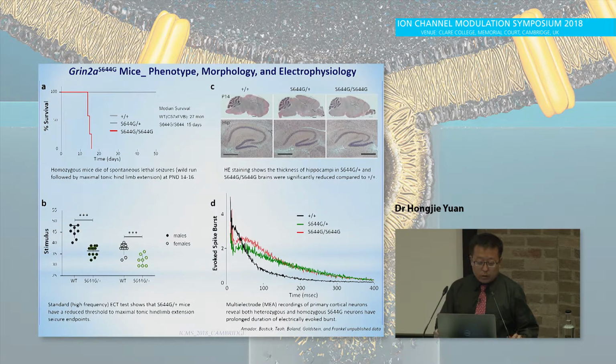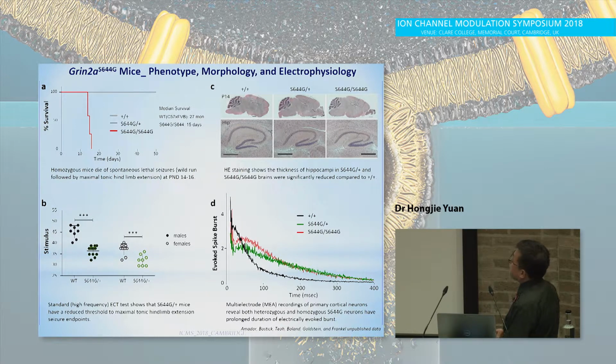Our collaborator, Dr. Franco, at Columbia University made this S644G transgenic mice. You can see the homozygous mice died of spontaneous lethal seizures with 15 days of mean survival. And a standard electroconvulsive threshold test showed that the heterozygous mice have a reduced threshold to maximal tonic hindlimb extension seizures.